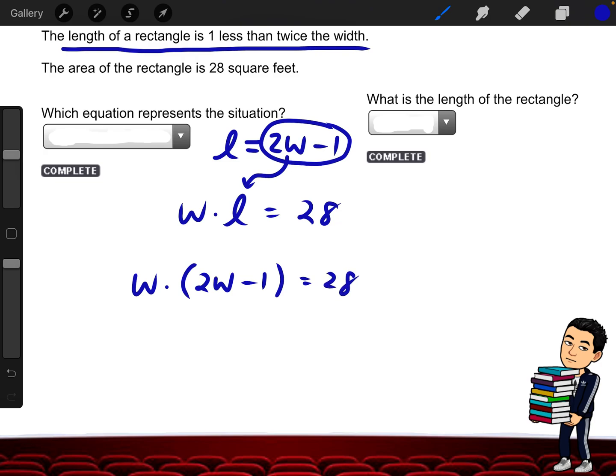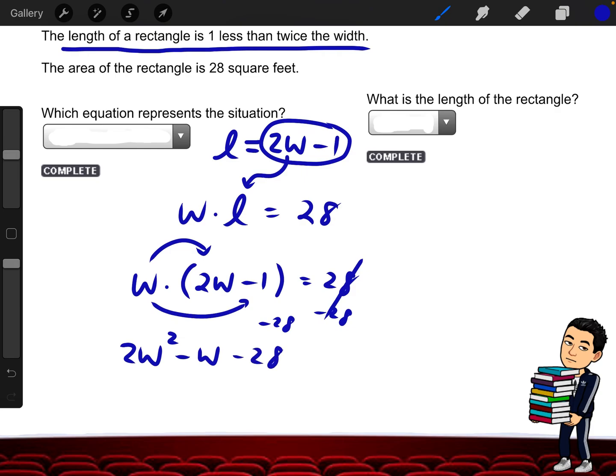So now let's go ahead and distribute the w. So that will be 2w squared minus w, and I'm going to subtract 28 on both sides so I can set one side equal to 0. So minus 28 equals 0. Okay, so that's what you need to select for this blank.